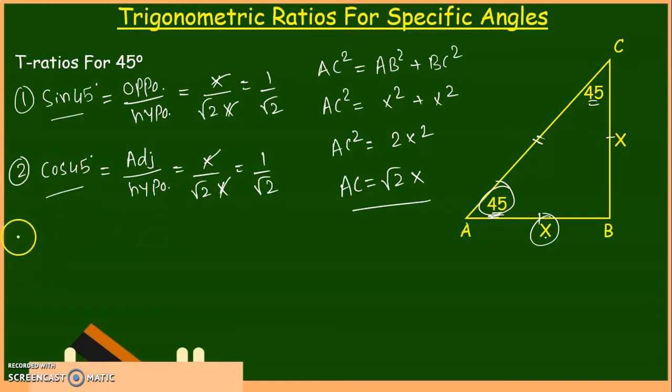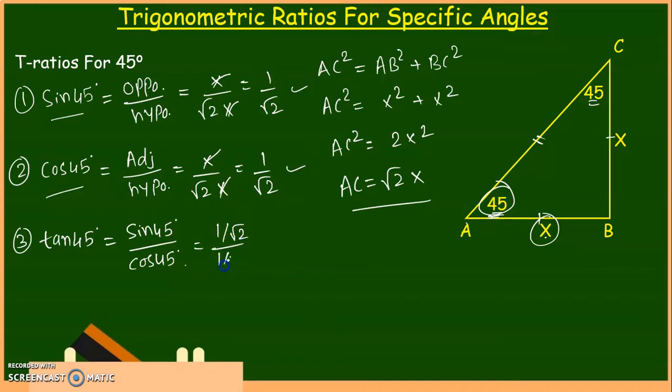For example, if you want to find out the value of tan 45, we know that tan is the ratio of sine and cos. So we can write tan 45 equal to sine 45 divided by cos 45, and we know the values of sine 45 and cos 45. If you put in the values, this will be cancelled out, so we get tan 45 is equal to 1.